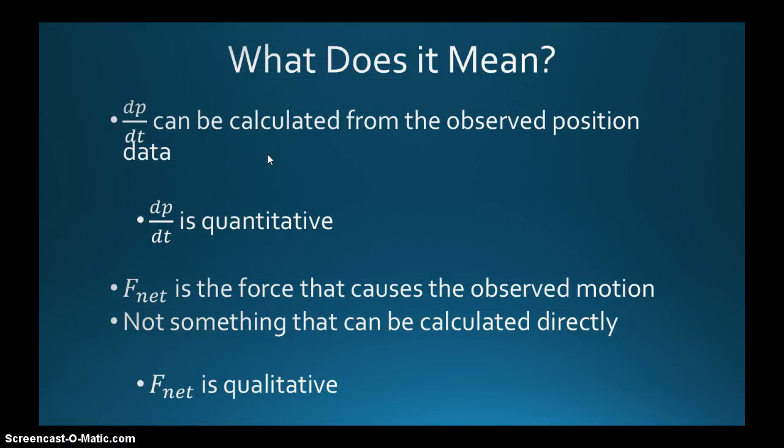What does it mean? dp/dt can be calculated from the observed position data, while F net is the force that is causing the observed motion because it isn't something that can be measured directly. F net is qualitative, while dp/dt is quantitative. This follows through for dp/dt parallel, F net parallel, dp/dt perpendicular, and F net perpendicular.